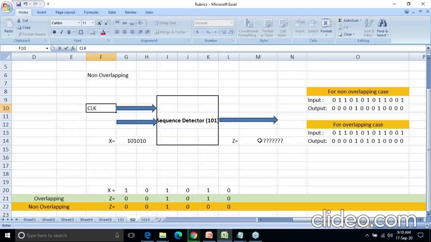Now I need to find what is the output, because I have mentioned here a question mark. Okay, so now just see, the sequence detector is for detecting sequence 101. So I have designed this circuitry. Internally there will be some flip-flops and gates, which will make up your 101 sequence detector. Whenever the input is 101, it will be detected.